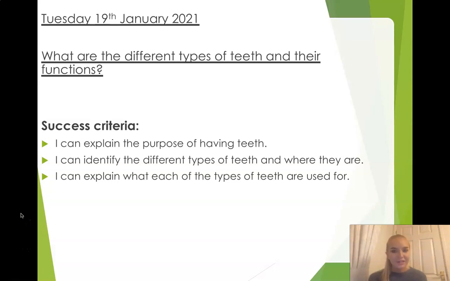Today in science we're going to be looking all about teeth. We're going to be looking at the different types of teeth and also their functions. By the end of this session you'll be able to explain why we have teeth, the purpose of why we have teeth. You're going to be able to identify the different types of teeth and where they are in your mouth. You're also going to be able to explain what each of the types of teeth are used for.